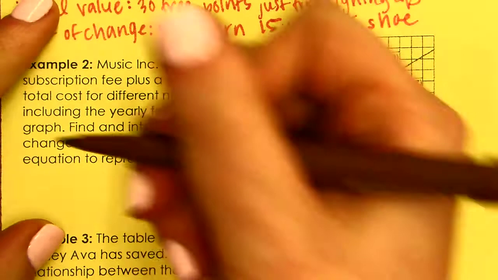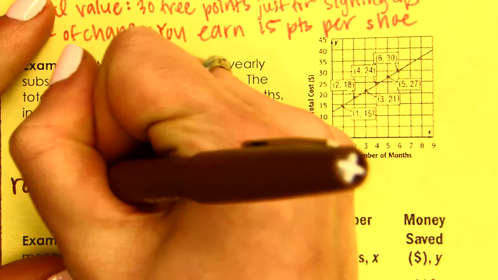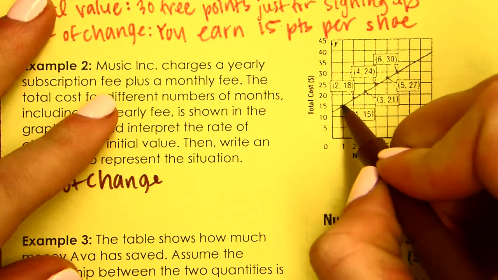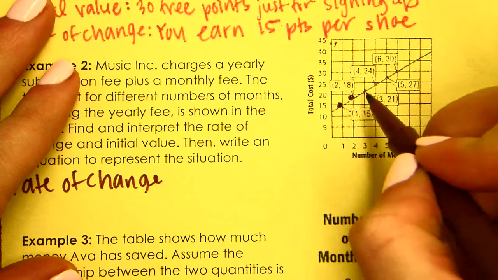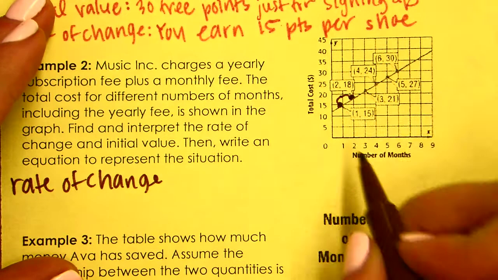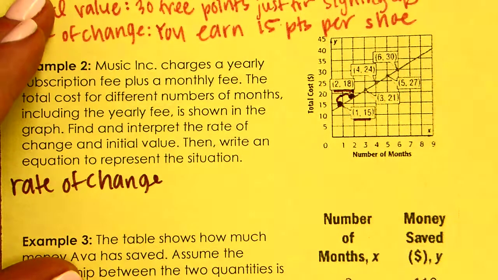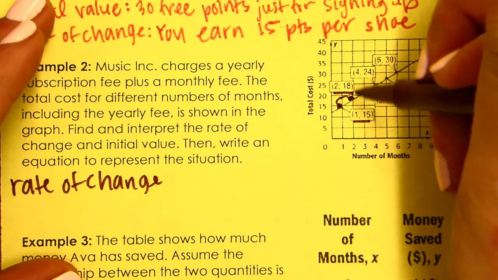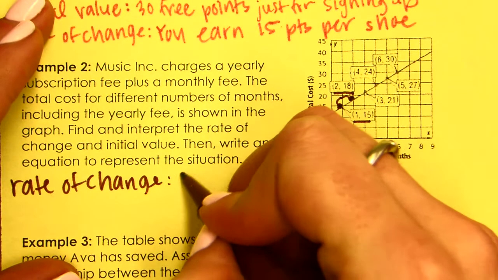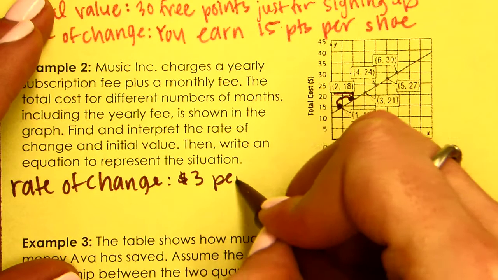So the rate of change, again, is the slope. So if I go from this point to this point, it's going up $3 to the right 1, and I used the 1, 15 and the 2, 18 to notice that it's going up 3 from 15 to 18, to the right 1 from 1 to 2. So the rate of change is it's charging you $3 per month.